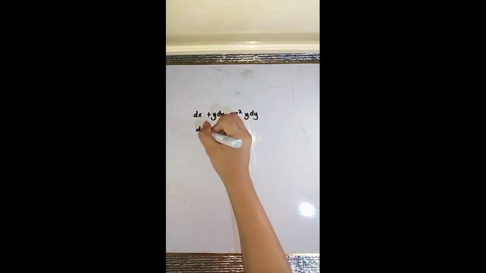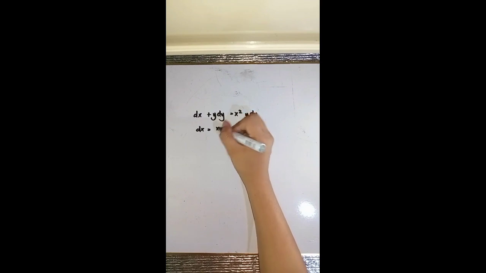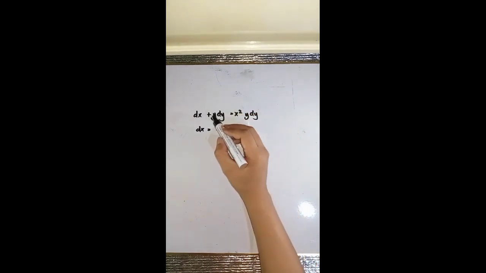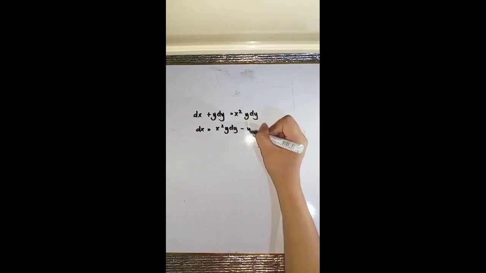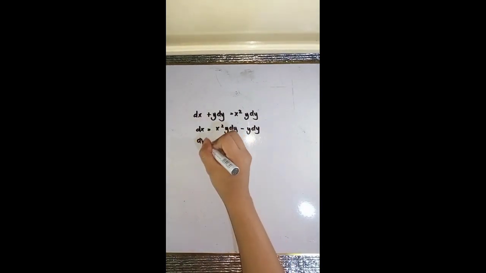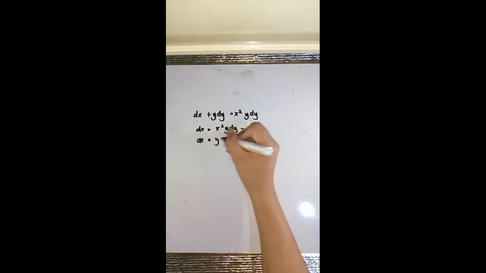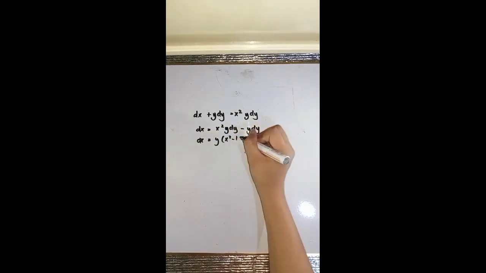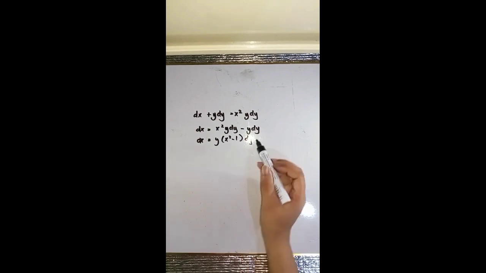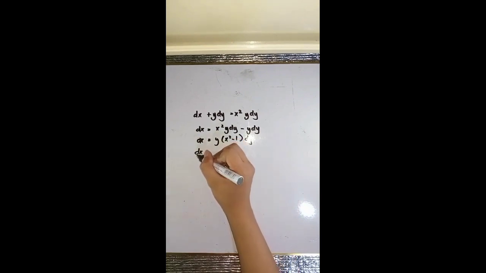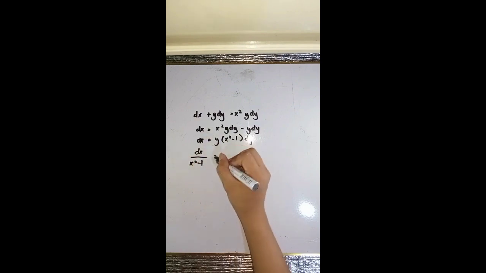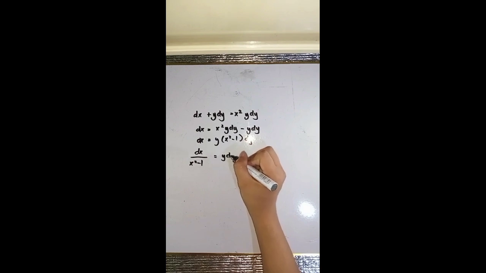So to separate them, it will become dx equals x squared y dy minus y dy. Next, dx equals y times (x squared minus 1) dy. We just simplified the value in order to be able to separate them. So dx over x squared minus 1 equals y dy.